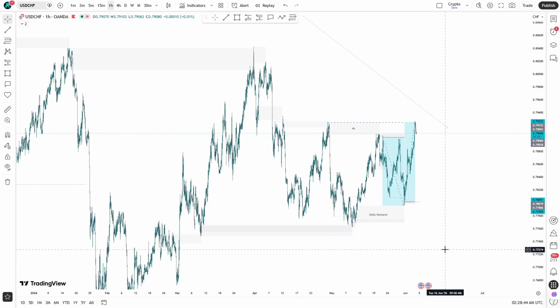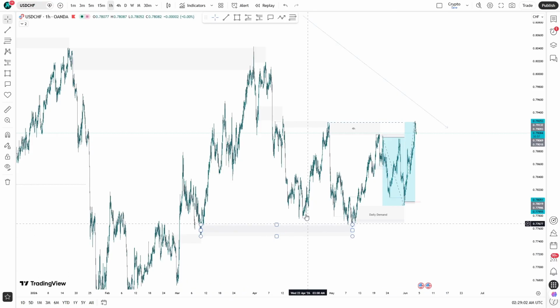Today we're going to do a case study on USDCHF. As you can see on the chart, we are currently in a pullback in the market, and the trend in that pullback is showing a bullish movement. So let's do the analysis together.